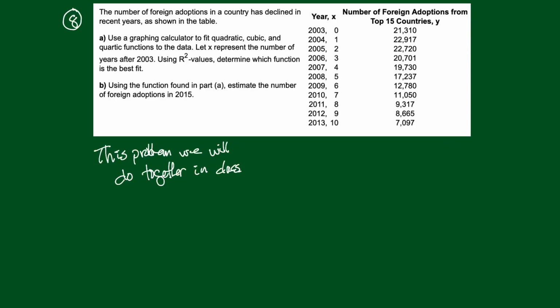This problem has a lot of steps entered on the calculator, so we'll just do it together in class.